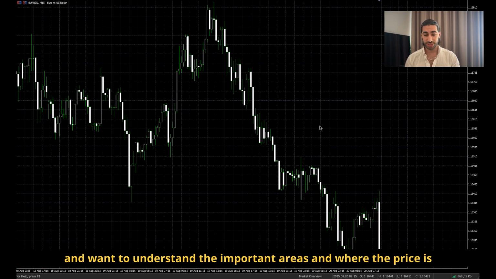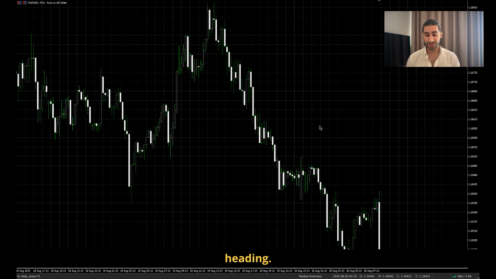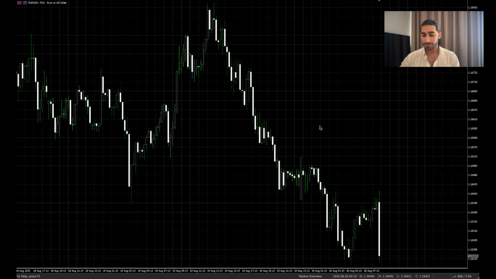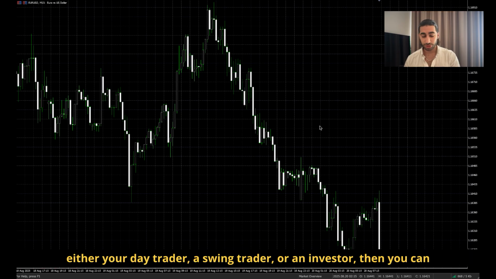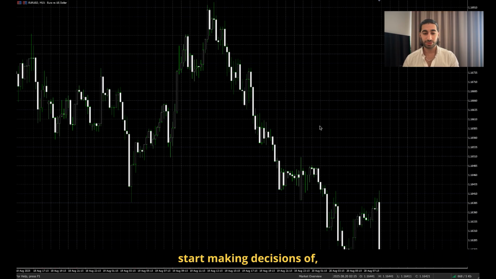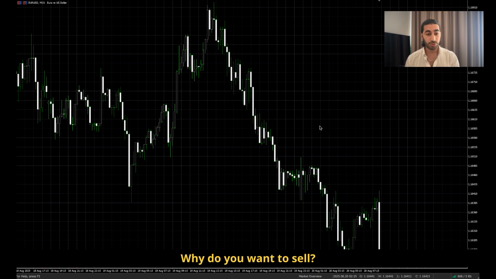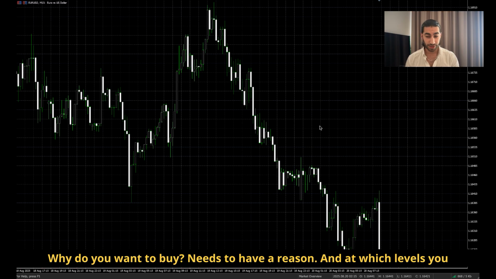And once you understand the important areas and where the price is heading, and at the same time the fundamentals that we learned how to read, whether you're a day trader, a swing trader, or an investor, then you can start making decisions. What do you want to do? Do you want to sell? Do you want to buy? Why do you want to sell? Why do you want to buy? It needs to have a reason.